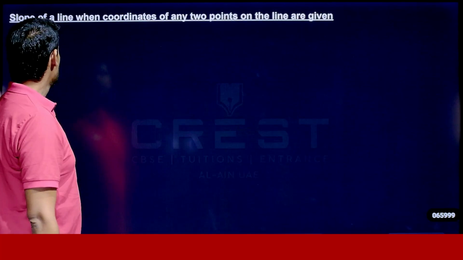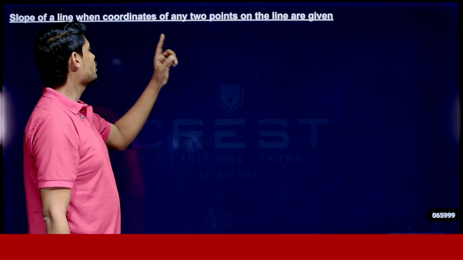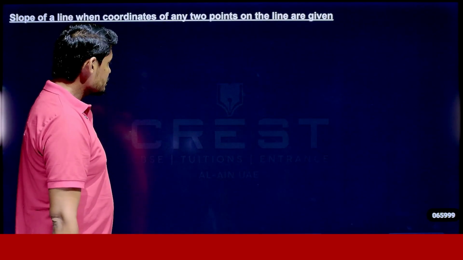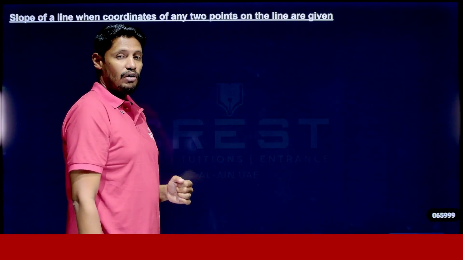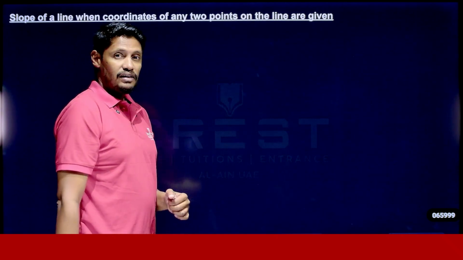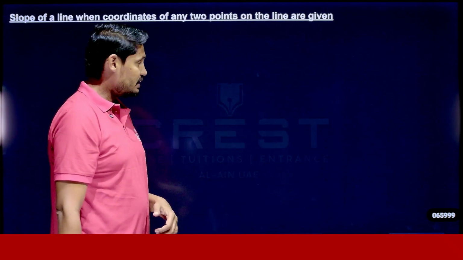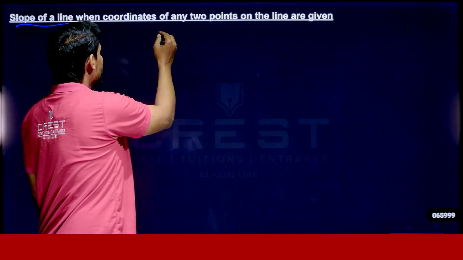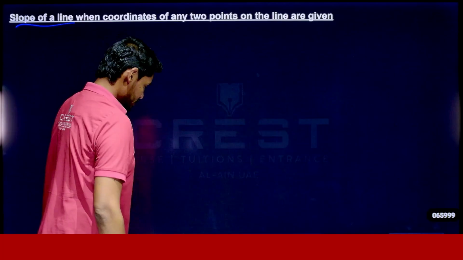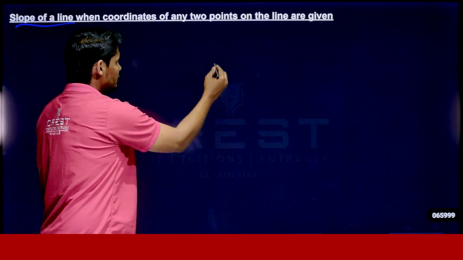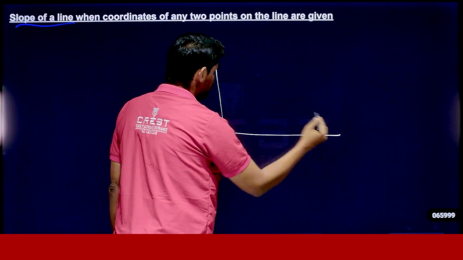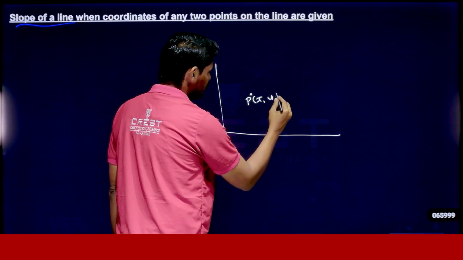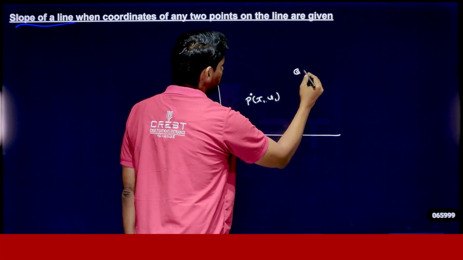Now, slope of a line when coordinates of any 2 points on the line are given. We have discussed how you can find the slope of a line if an angle is given with the positive direction of x-axis. In this case, we have to find the slope of a line with the coordinates of any 2 points on the line. Listen, the scenario is different. Suppose we have a point P (x1, y1) and we have a point Q (x2, y2).